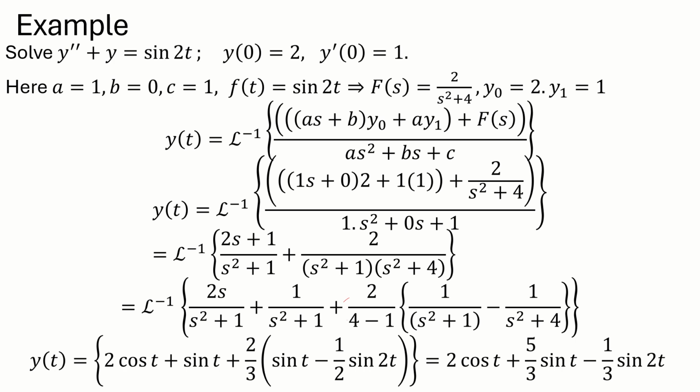The equation is y double dash plus y is equal to sine 2t, with the conditions y of 0 is equal to 2, y dash of 0 is equal to 1.